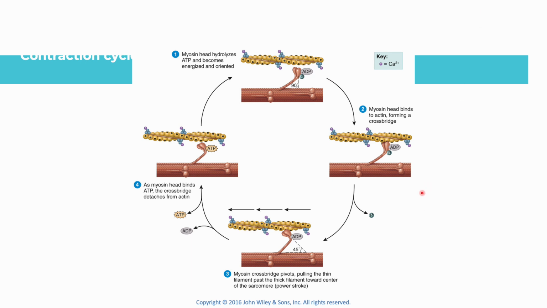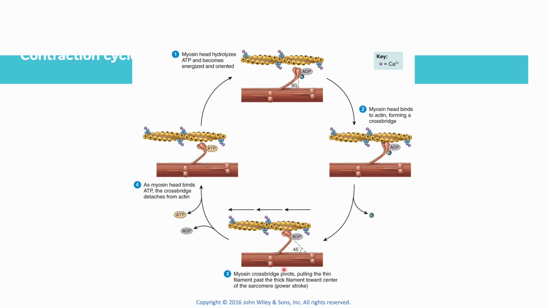And the second step is the attachment of myosin to actin. So this energized myosin head attaches to myosin binding sites on the actin, and it releases this previously hydrolyzed phosphate group. When a myosin head attaches to the actin during the contraction cycle, the myosin head is referred to as a cross bridge. So now we have a cross bridge over here, right? Even though a single myosin molecule has a double head, only one head binds to actin at a time.